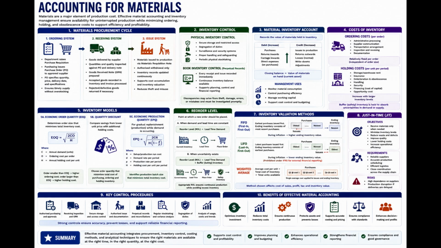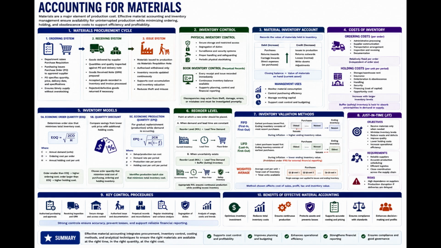The material inventory account records the value of materials held by the organization. Purchases and receipts increase the inventory balance through debit entries, while issues to production reduce inventory through credit entries. The closing balance represents the value of unused materials remaining in inventory at the reporting date and appears as a current asset in the statement of financial position. Accurate interpretation of inventory account movements enables management to monitor material consumption, purchasing efficiency, and working capital utilization.